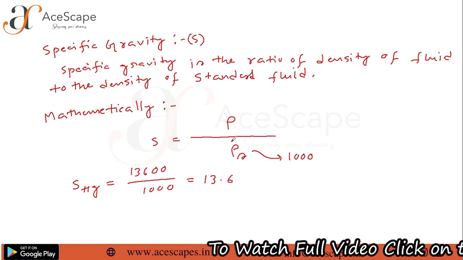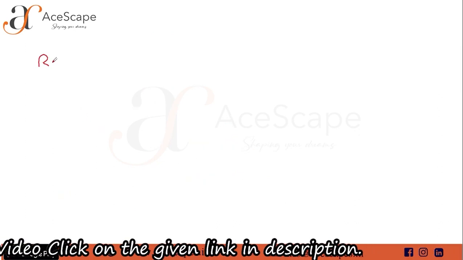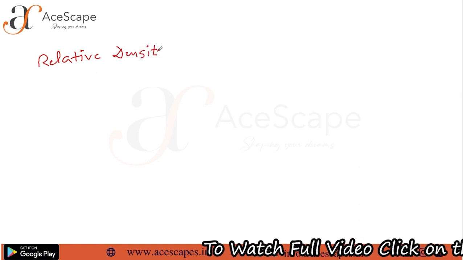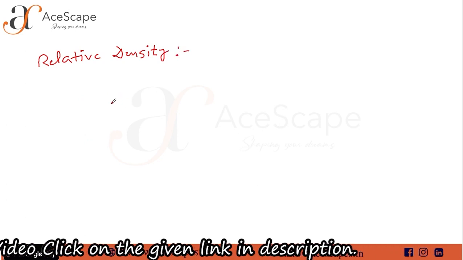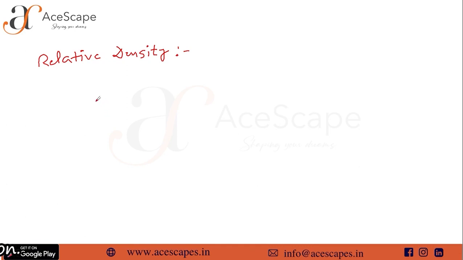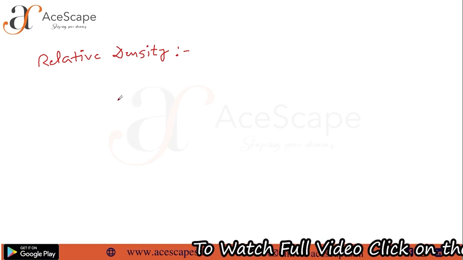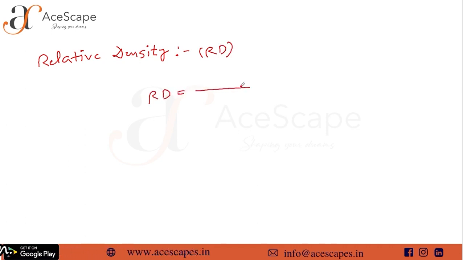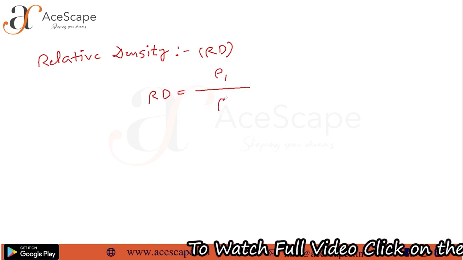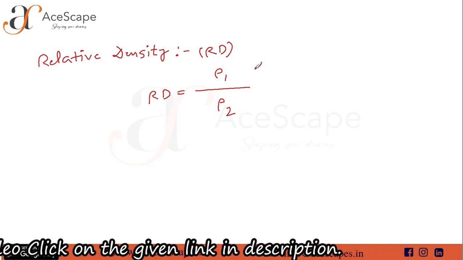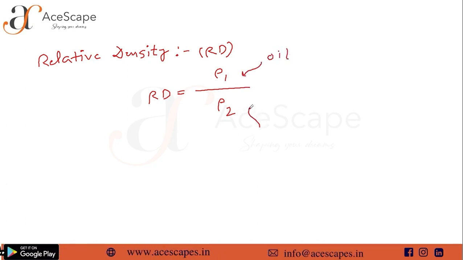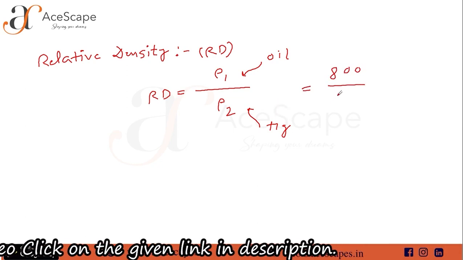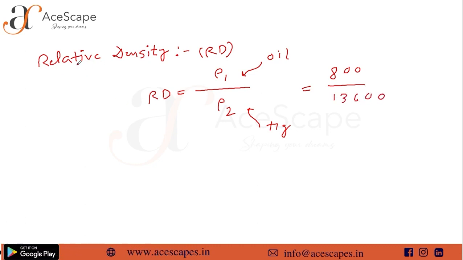Now there is another thing that is named relative density. There's a little bit of similarity between relative density and specific gravity. It is also denoted by RD. RD is what? RD is the same thing: ρ1 divided by ρ2. Let me consider ρ1 is the density of oil and ρ2 is the density of mercury. It will be something like this: 800 divided by this. This is what relative density is.